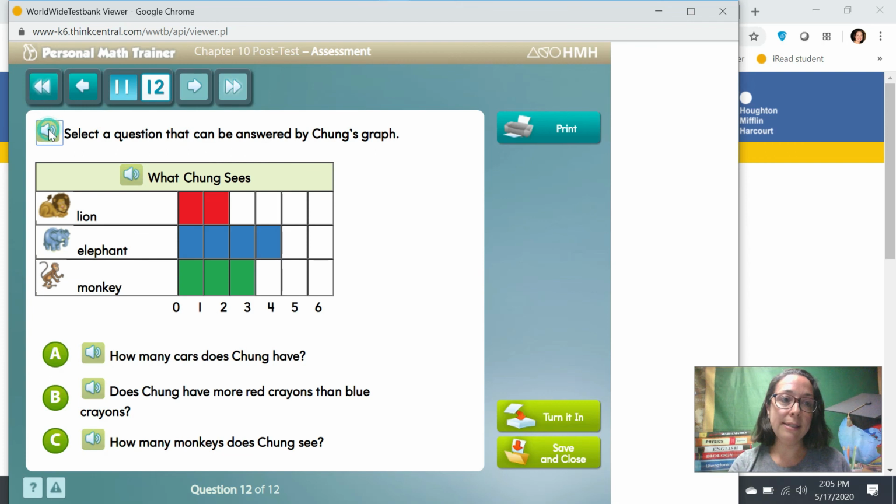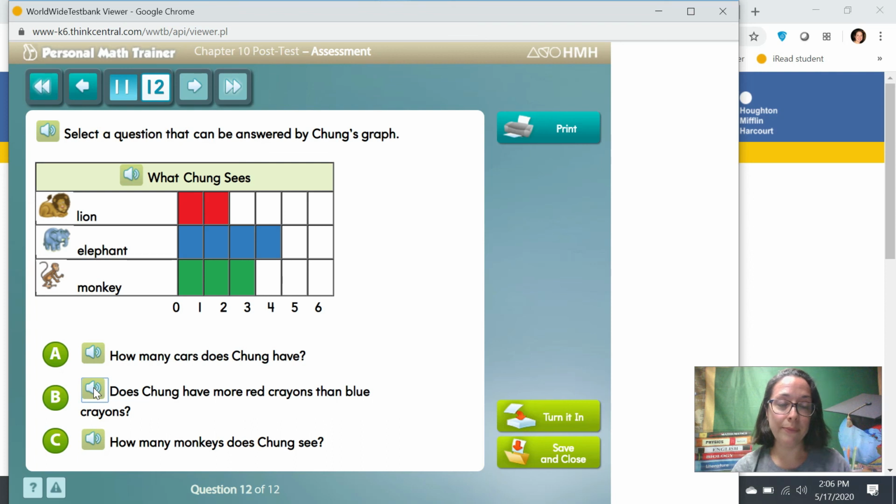Oh, it says, select a question that can be answered by Chung's graph. Dice que tienes que seleccionar una pregunta que se puede responder usando la gráfica de Chung. So make sure which of these goes with this type of graph. Let's listen to the first one. How many cars does Chung have? ¿Cuántos carros tiene Chung? Is the graph about cars? If it is, you'll click that one. If not, don't pick it.